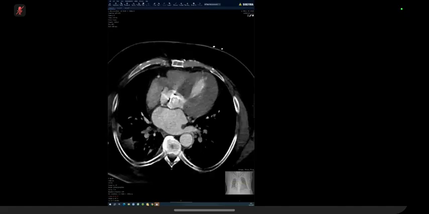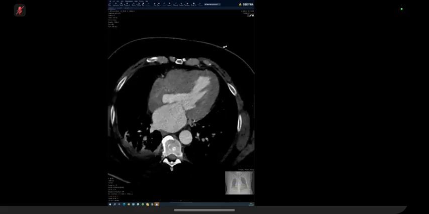So go down axial this way. You'll see again that this is the aorta. Then you have this pouch coming off it there.